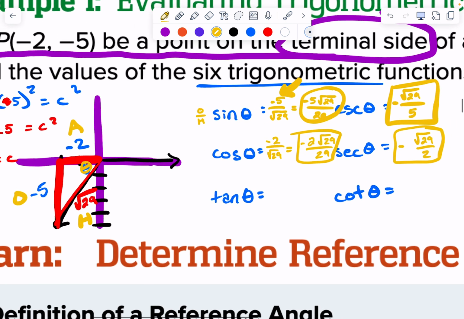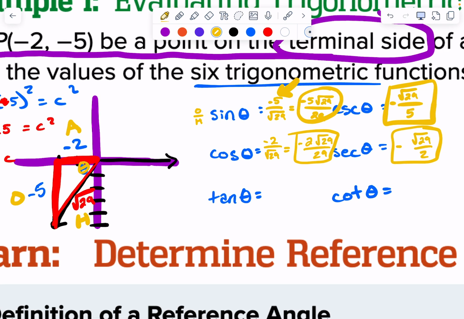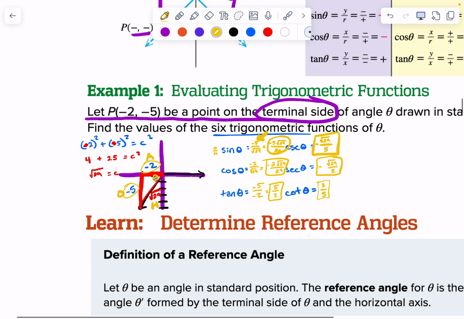And tangent is O over A. No rationalizing there. That's nice. Opposite is -5, adjacent is -2. So we got -5 over -2. Positive, just leave it as 5 over 2, because we can cancel the negatives. Cotangent will be 2 over 5. Awesome. Good? Happy with that?